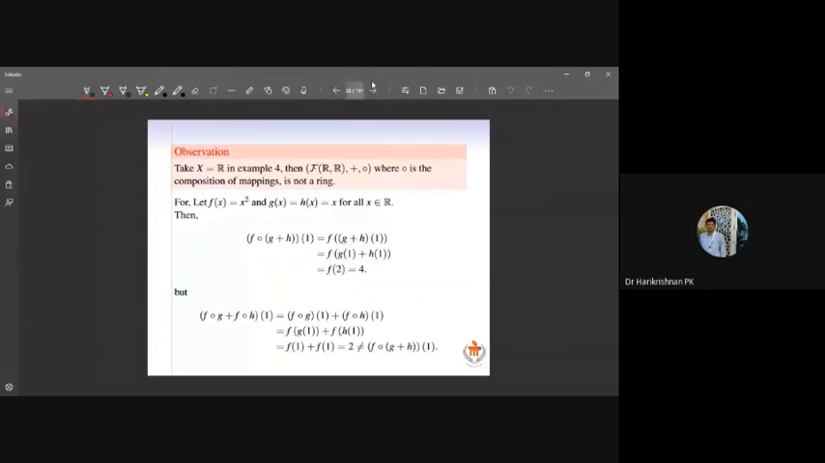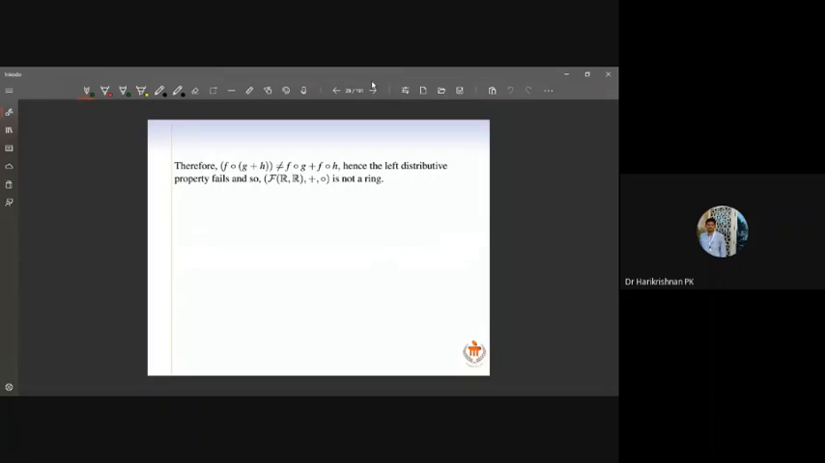Then what will happen for (f composition g) plus (f composition h) at the same point? By the definition of pointwise addition, what will come? (f composition g)(1) plus (f composition h)(1). If you apply the definition of composition, you will arrive at 2. You are getting this as 2, and here you got 4. So what are we getting? This is not equal to f composition (g plus h) at 1. At one point, if it is violated, then we can tell that f composition (g plus h) is not equal to (f composition g) plus (f composition h). Hence, the left distributivity property fails here. Because the left distributivity fails, you can tell that this is not a ring.